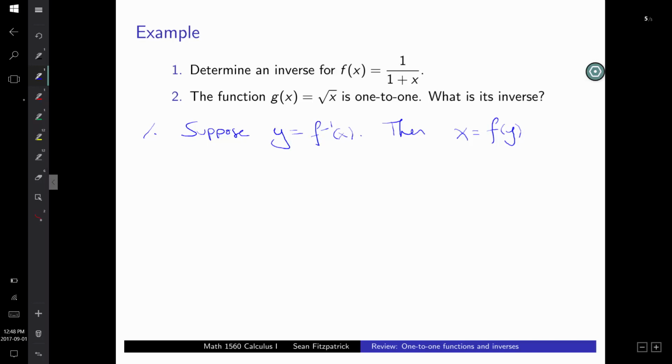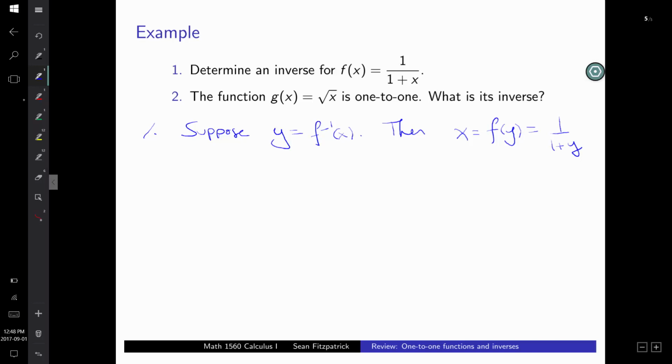So if I see here that, well, if I put x in, I should just put an x there, and that's how I do the function. The same thing works if I've got a y. So f of y is 1 over 1 plus y. Okay? So I know that x equals 1 over 1 plus y.